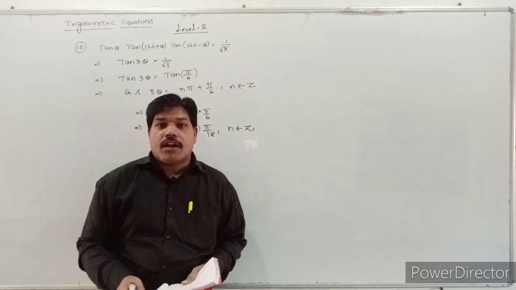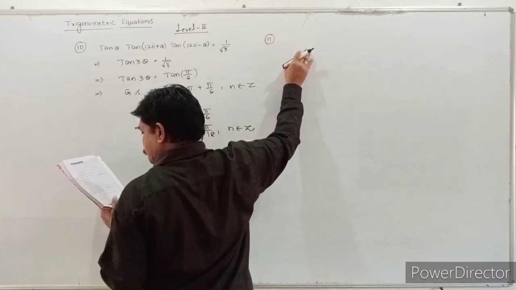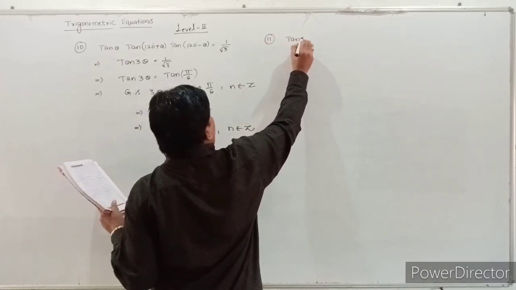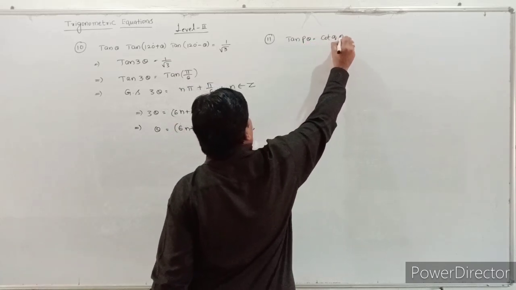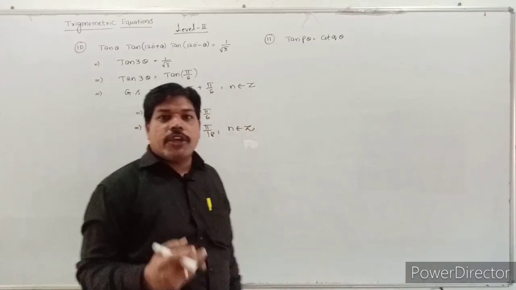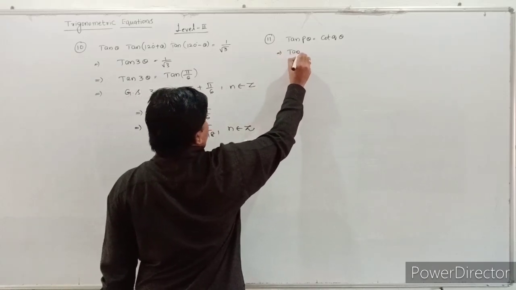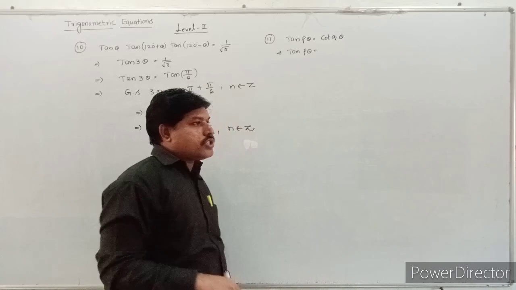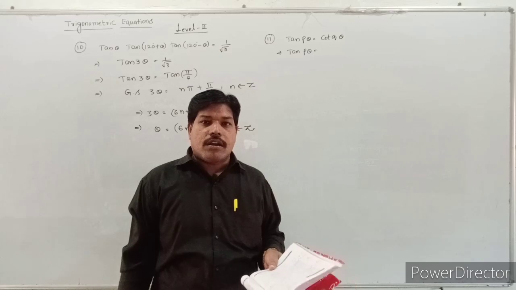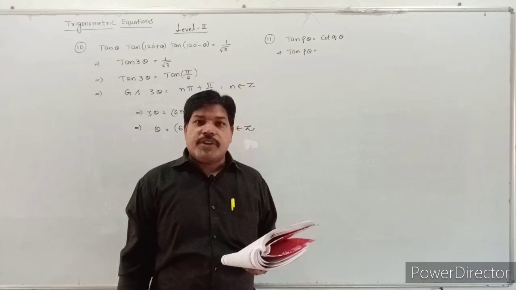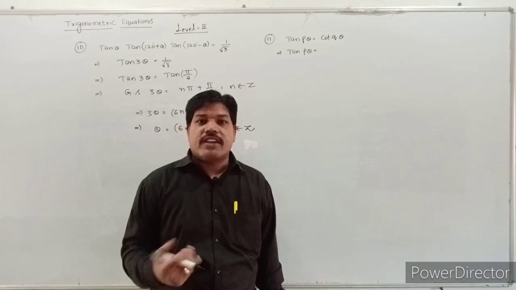See question number 11. What is question number 11? Tan p theta is equal to cot q theta. What is the question they are asking? They are asking whether the solutions of theta are in AP, GP, HP or AGP. So they are asking about the sequence. First we have to find out the solutions, then we can identify what the form is.